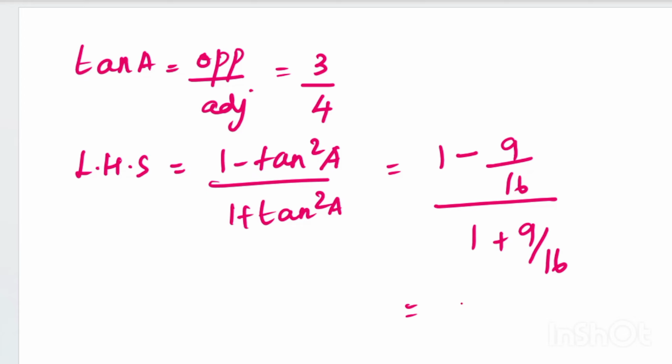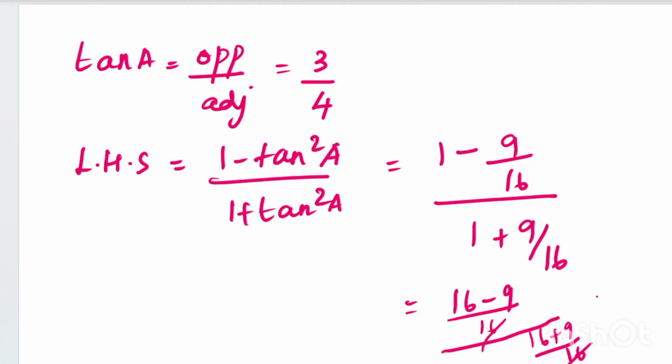Solving, we'll get (16 minus 9) by 16 divided by (16 plus 9) by 16. This 16 and this 16 will get cancelled. So what is 16 minus 9? It's 7 and 16 plus 9 is 25. So the answer is 7 by 25. We are getting LHS as 7 by 25.